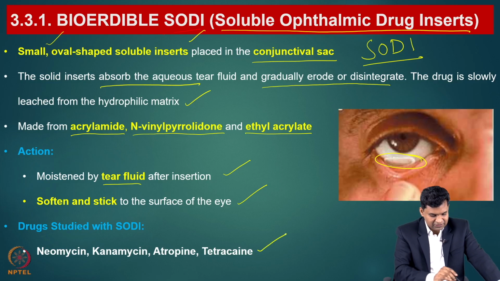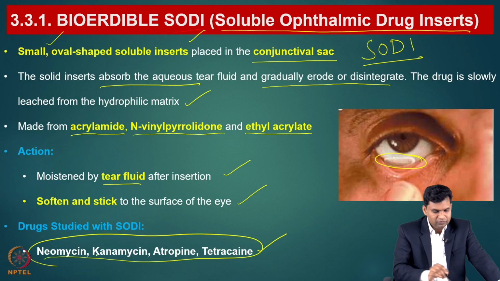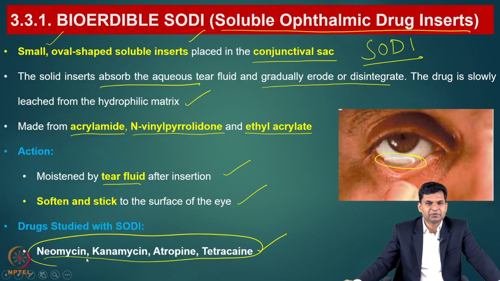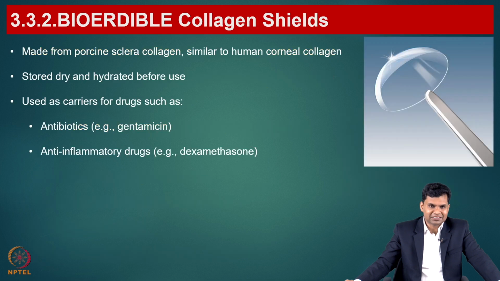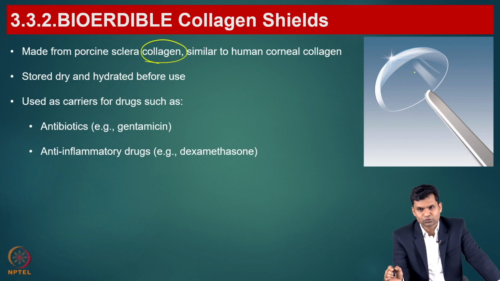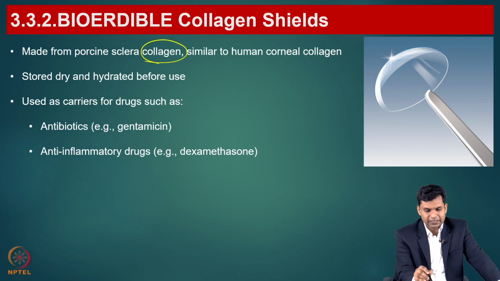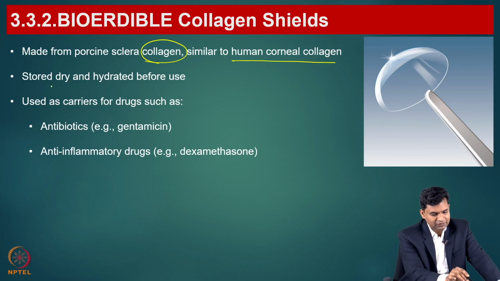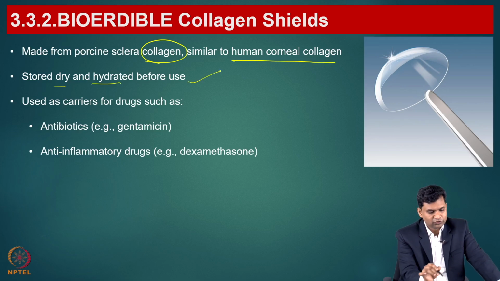So, these are the drugs; various types of drugs can be used for the treatment with the bioerodible soluble ophthalmic drug inserts. The other one is the bioerodible collagen sheets, which are prepared from collagen from different sources. This also looks similar to a contact lens, and here also we can prepare from human collagen, also corneal collagen, which needs to be stored dry and hydrated before use.